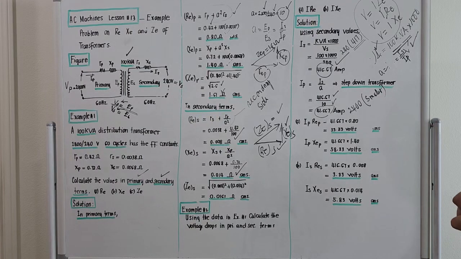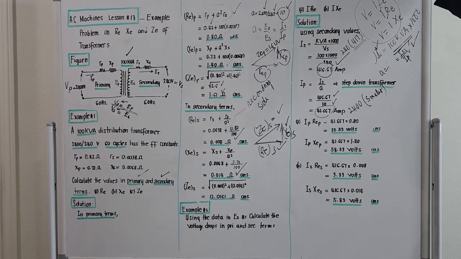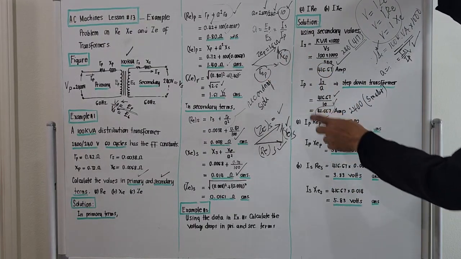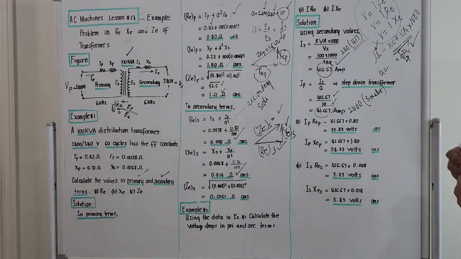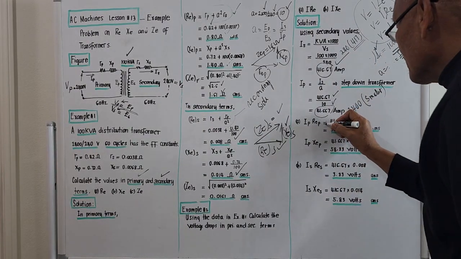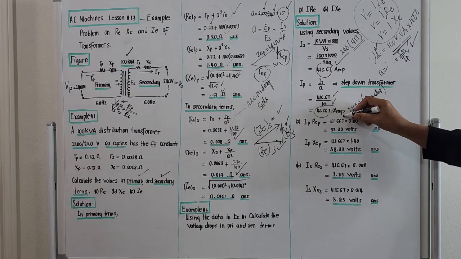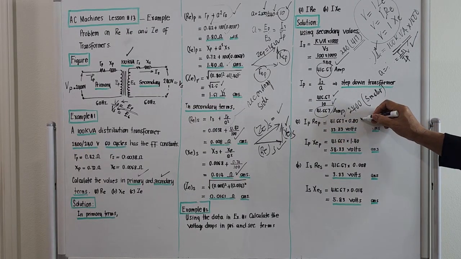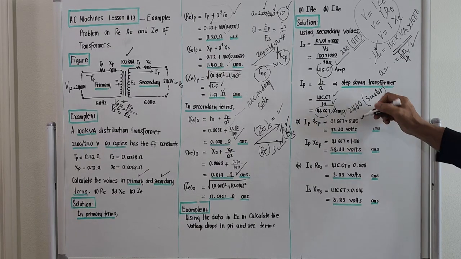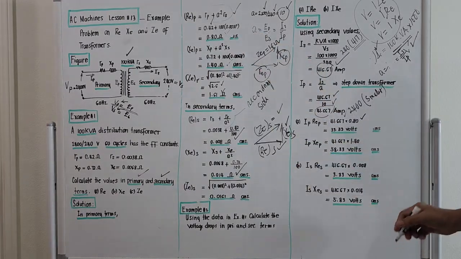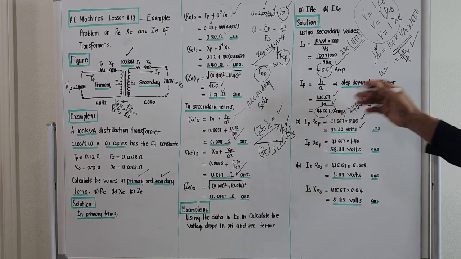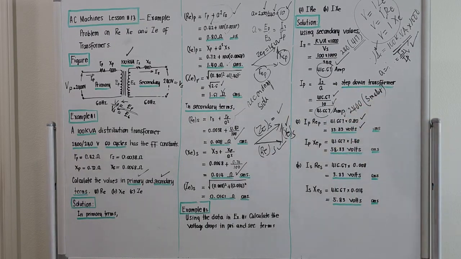So if we now compute for the voltage drops on the primary and secondary, primary first, IP times REP. Easy money now. Primary current is 41.667, REP is 0.80, right? Where is REP? 0.80. The voltage drop due to the internal resistance of the winding on the primary is 33.3 volts.